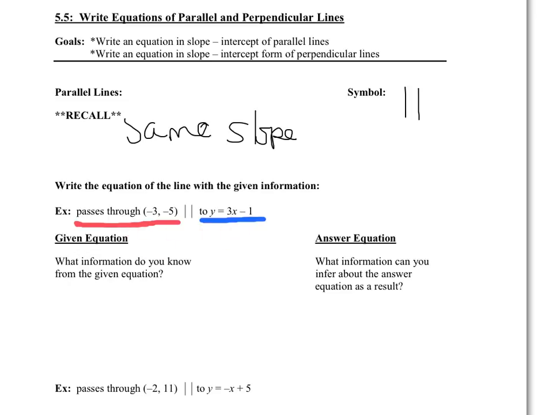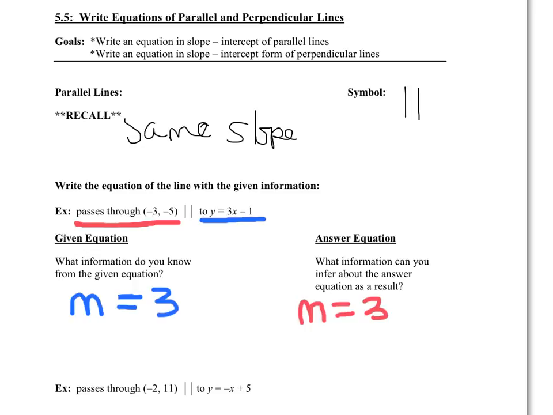So we know on the blue line, since the equation is y equals 3x minus 1, that the slope of the blue line is 3. Since it's written in slope-intercept form, and 3 is the coefficient of x, then 3 is the slope. Because we know that the red line and the blue line are parallel to each other, I also know that the slope of the red line must also be 3. So now I have enough information to write the equation of the red line.